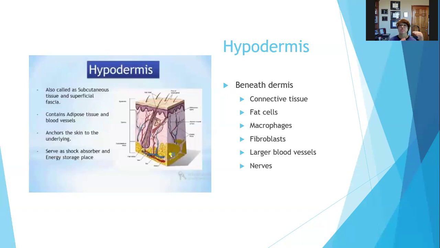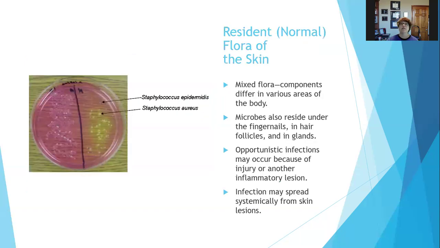And our larger blood vessels are in the hypodermis, as well as some nerves. So they're not all in the dermis, and we have some nerves in the hypodermis as well.